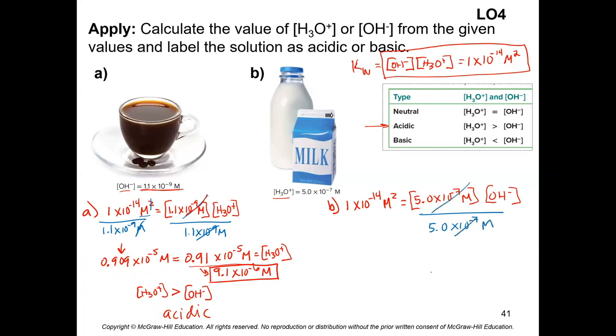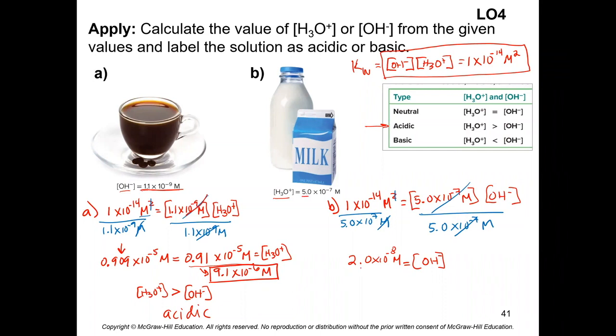Okay, that way these cancel and I'm left with just hydroxide. Over here, I will do the same. Okay. Now this will cancel with that. And so I am left with OH minus is equal to, you're going to divide those two together, and you will find that that is 2.0 times 10 to the minus 8 molar. And that's the concentration of my hydroxide ion to the proper number of significant digits.